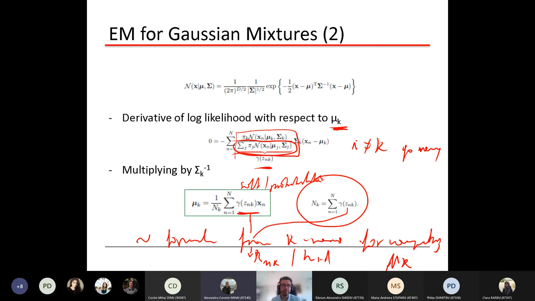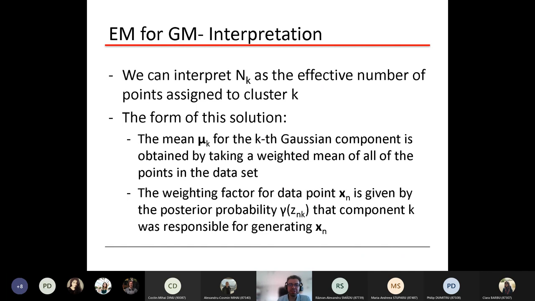Expected number of points? Yeah, it would be the posterior expected number of points that was generated by the k-th Gaussian, no? Cool, it's a good definition. So we can interpret N_k as the expected or effective number of points assigned to cluster k.